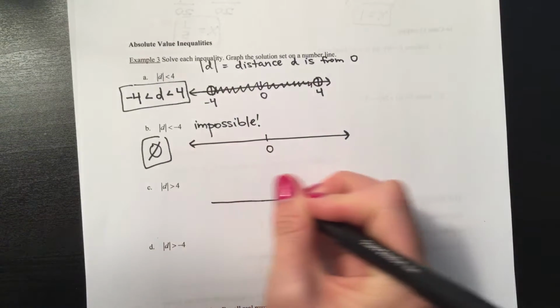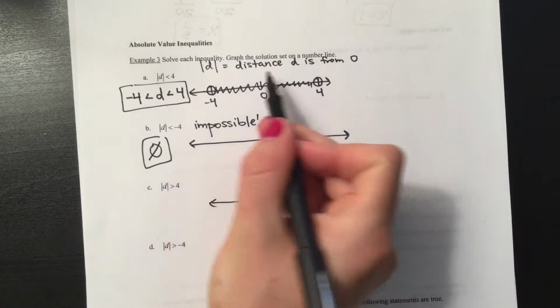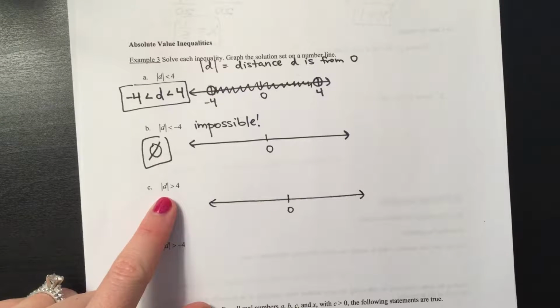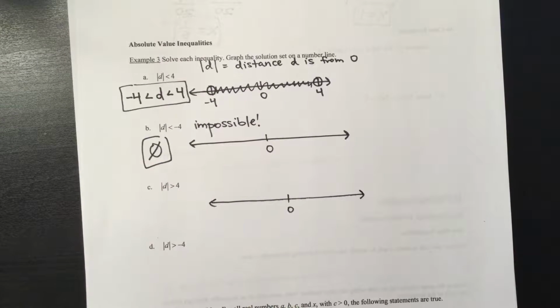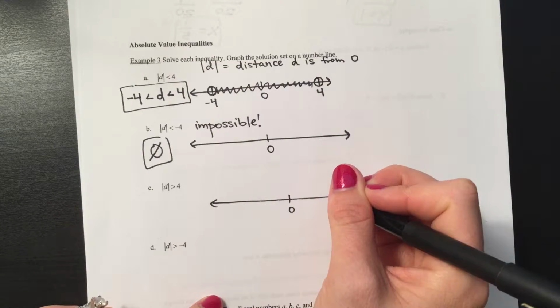So again, we're going to start by setting up a number line. Here's 0, because anytime I see this symbol, I'm talking about the distance that D is from 0. So this says that D is at least 4 units from 0. So not 1, not 2, not 3, because that's not far enough.